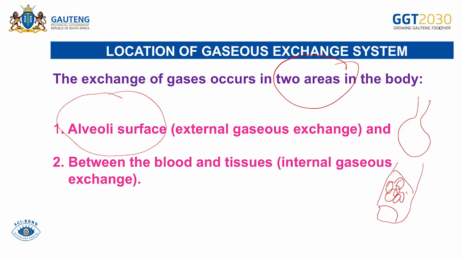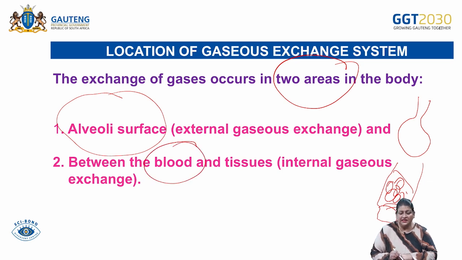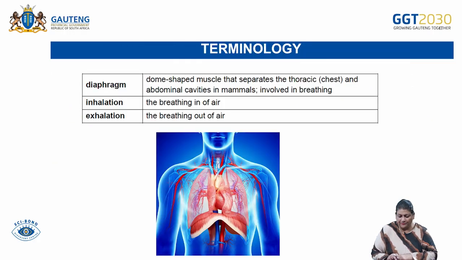So gases always go from the alveolus into the blood and from the blood to the cells. So it occurs at the alveolus surface, that's in the lung, and it also occurs between the blood and the cells. And we'll see more diagrams just now.